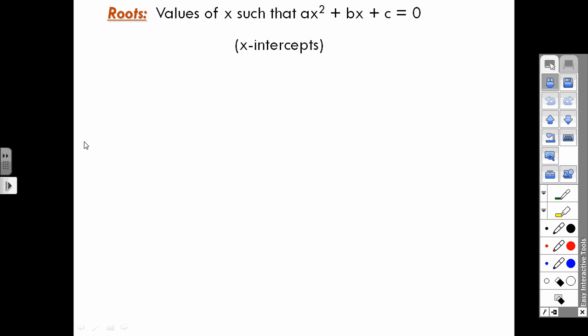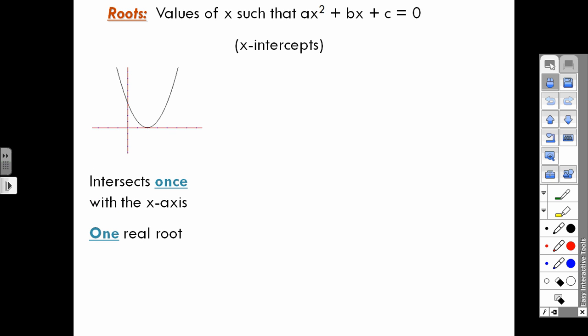So first of all, what are roots? Well, we've already dealt with them, kind of. When you take your quadratic equation ax squared plus bx plus c and you set it equal to 0 and solve, all the x values that satisfy it, which are the x-intercepts, are called roots. We called them zeros before. So there's three different options.